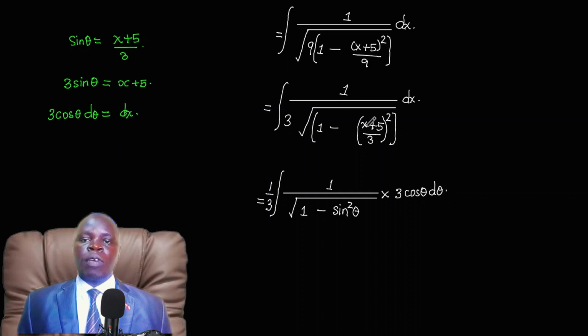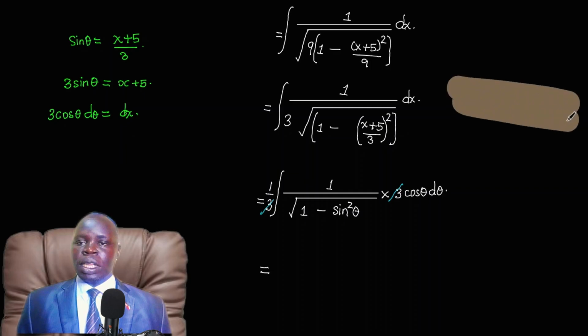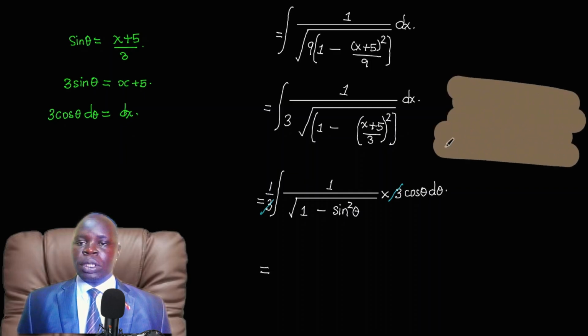Now we have moved away from x to theta. We have just changed the variable. And you can see also that these 3 will cancel with the 3 here. Now again, from here, you realize that this denominator is exactly the same like cos theta. If you don't know how, let me have some sticker here and show you exactly how that formula comes about.